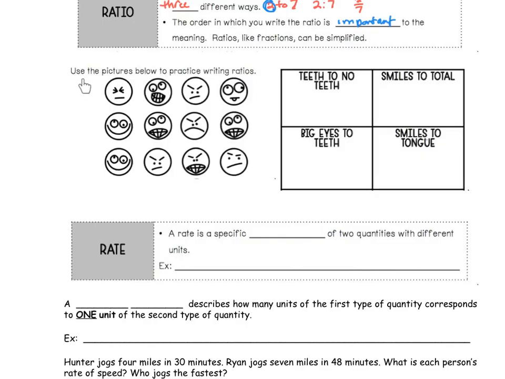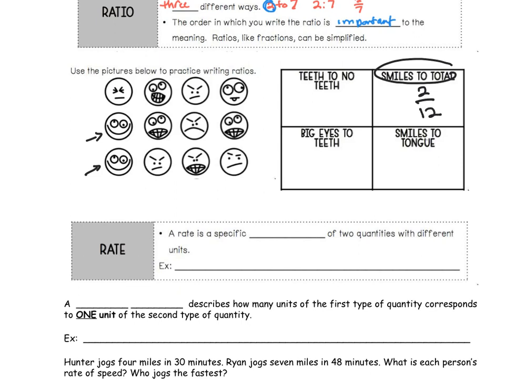Next, we're being asked to use the pictures below to practice writing ratios. So we're going to try to apply this. I'm going to start with smiles to total. I'm going to look right here. And as I look at this, I see that this face has a smile and this face has a smile. And even though some of them have teeth, I suppose that one of them with teeth could be considered a smile, but those 2 are clearly smiles. So I'm going to write this as 2, and then it says to total. So there are 1, 2, 3, 4, 5, 6, 7, 8, 9, 10, 11, 12 total.